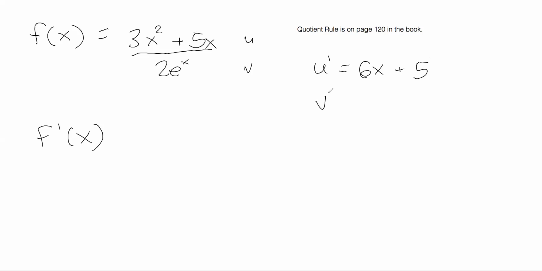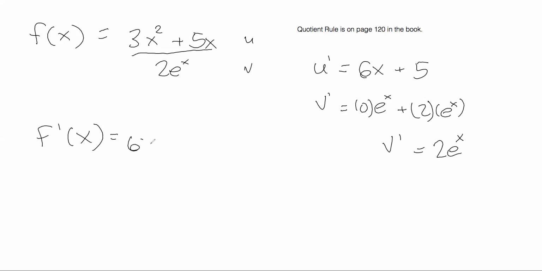And then for v prime, well, we can apply the product rule for our denominator to find the derivative of 2 times e to the x. So that's going to be the derivative of the first, which is 0, times the second, plus the first, which is 2, times the derivative of the second. So this is just going to be 2e to the x. The derivative is the same as it was before because of that interesting property of e to the x that makes it so. So we have the derivative of the top times the bottom.